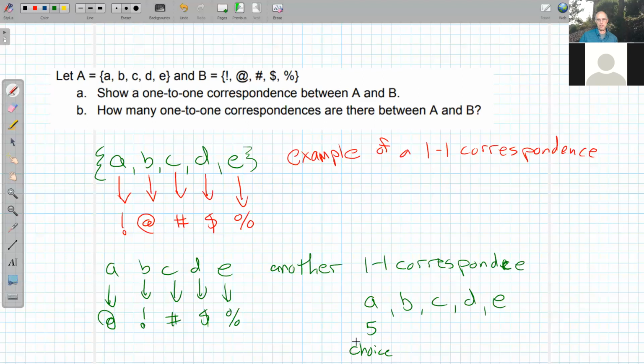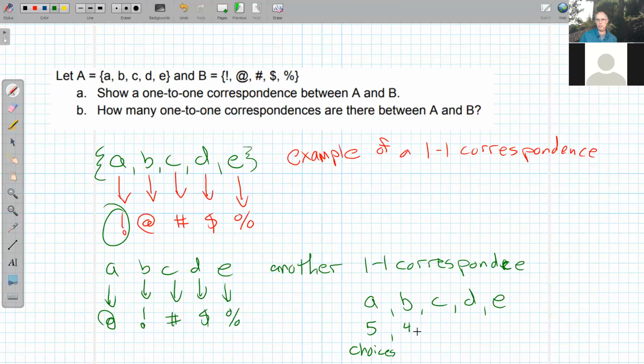So let's say I do it. I'm going to pair A with the exclamation point. So A is now done. A choice has been made. Then I move on to B, right? A is already married to the exclamation point. How many choices do I have for B? 4. Yeah, and it just keeps moving down the line.